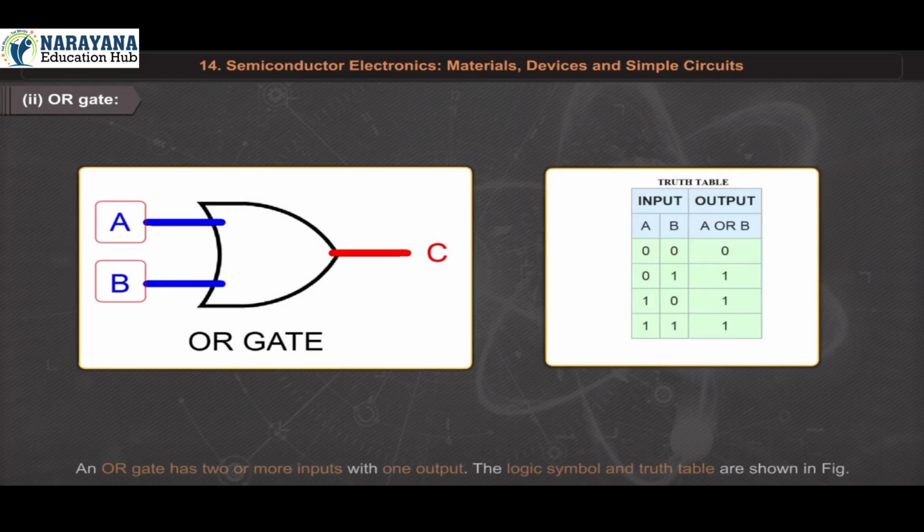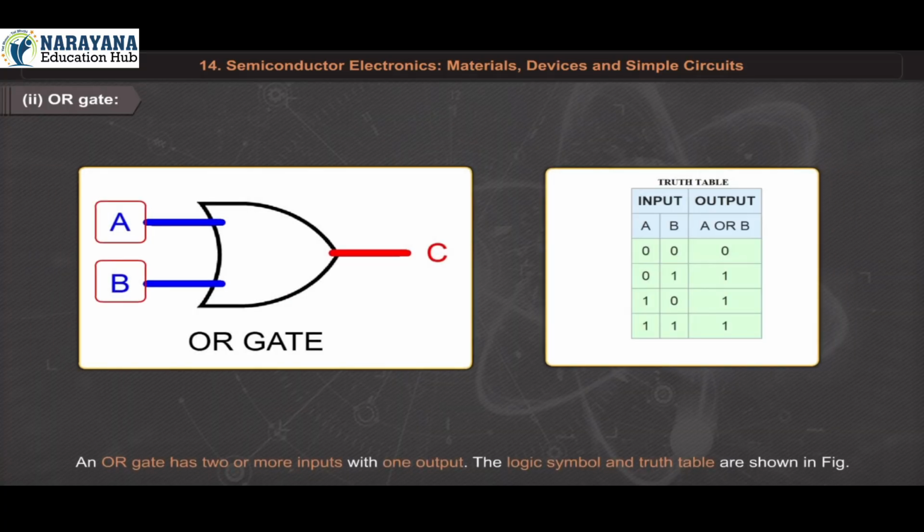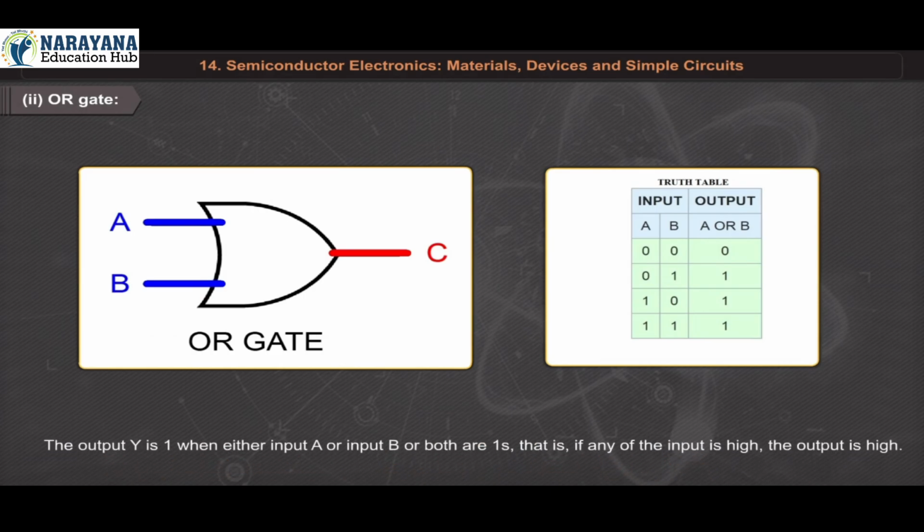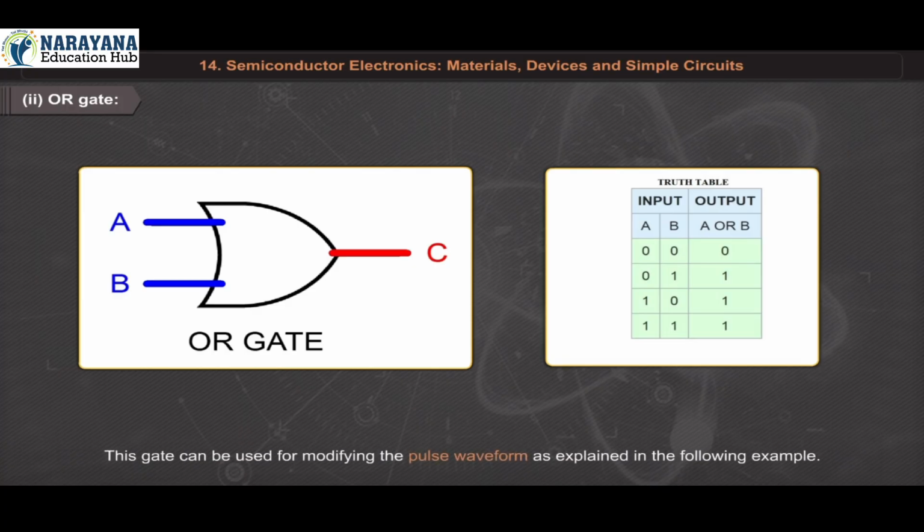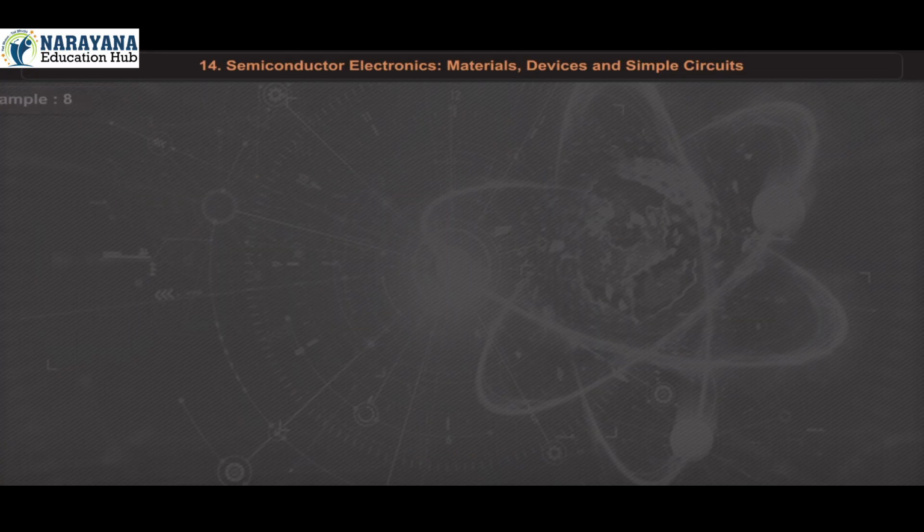Number 2. OR gate. An OR gate has two or more inputs with one output. The logic symbol and truth table are shown in figure. The output Y is 1 when either input A or input B or both are 1s. That is, if any of the input is high, the output is high. This gate can be used for modifying the pulse waveform as explained in the following example.